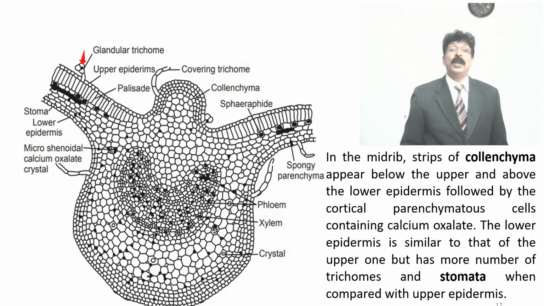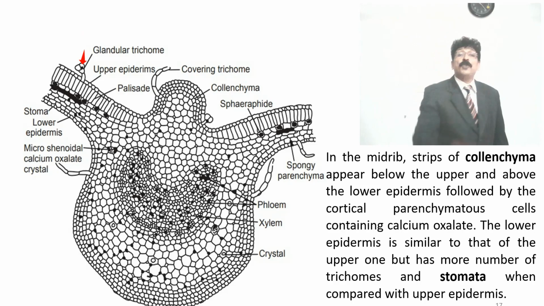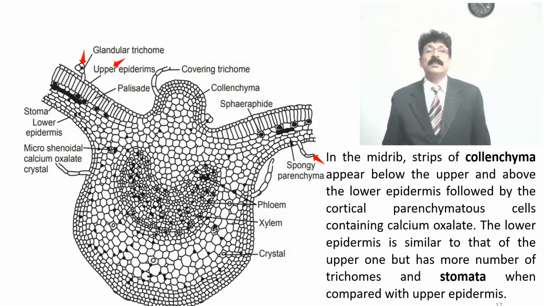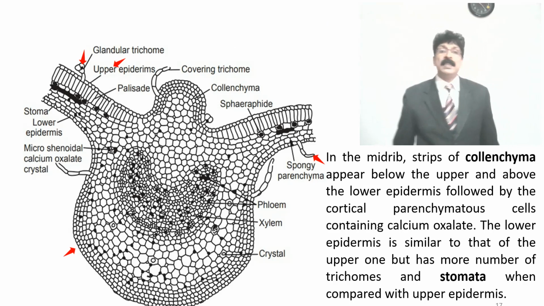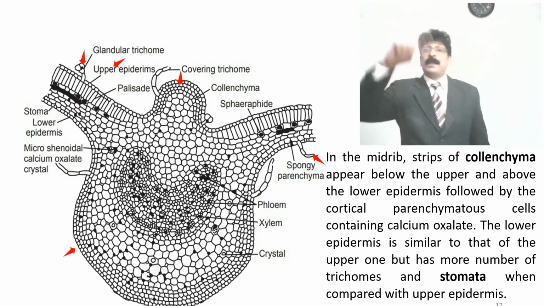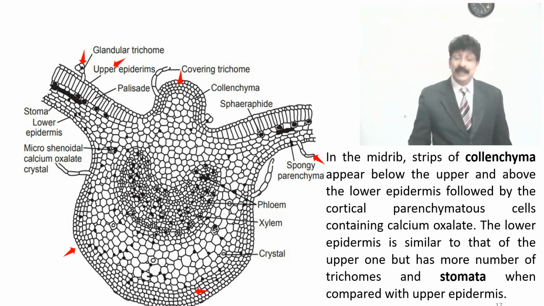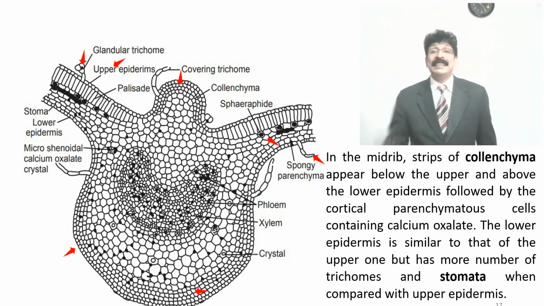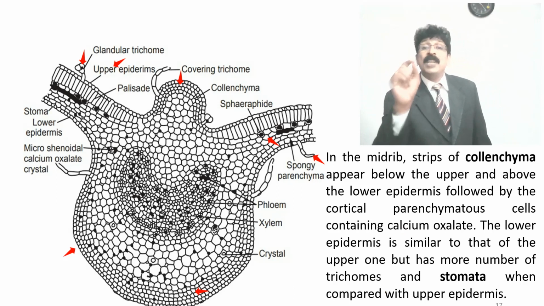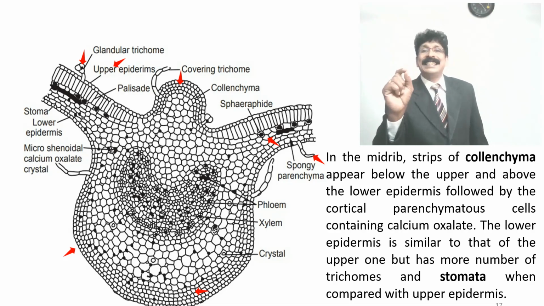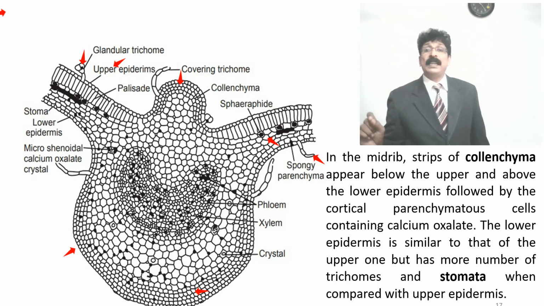See, that is the arrow which is showing glandular trichomes. This is unicellular trichomes, and this is the upper epidermis and lower epidermis, and that is the collenchyma which is present in the upper epidermis. This is collenchyma which is present in the lower epidermis, and this is the calcium oxalate crystals, sphenoid crystals, microsphenoid crystals which are present.